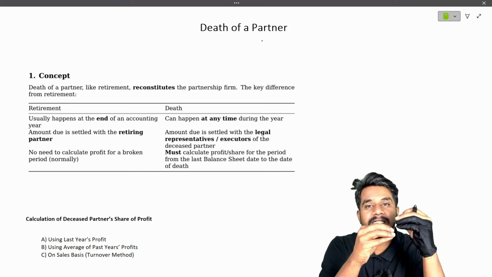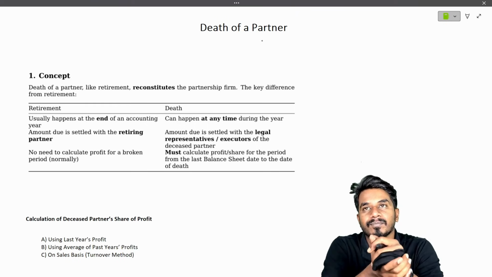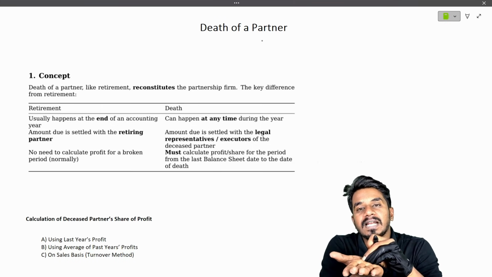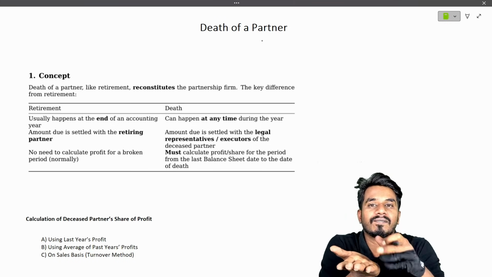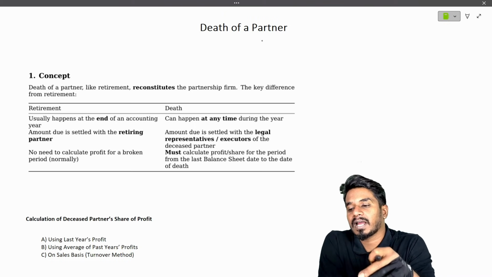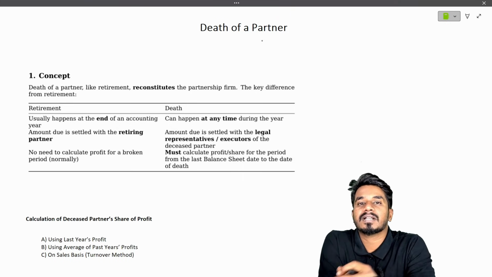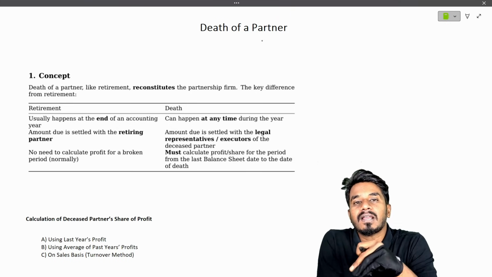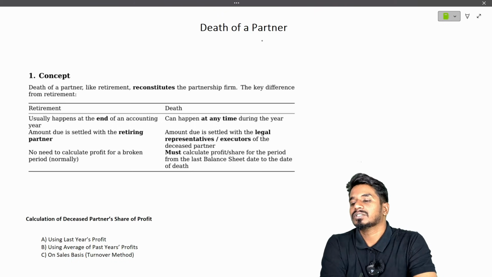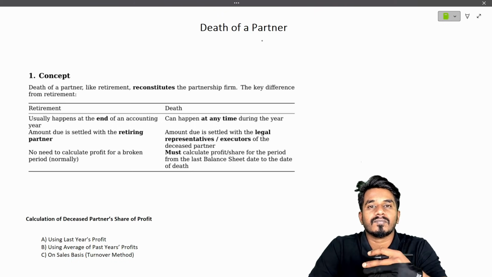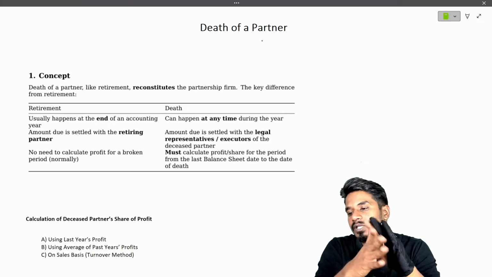In retirement, there is no need to calculate profit for a broken period because the partner takes the decision at the year end. In case of death, we have to calculate profits or whatever settlement is there in the middle of the year, anywhere it may be. These are the differences between death and retirement.